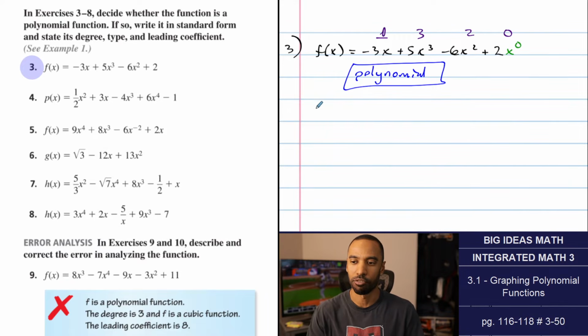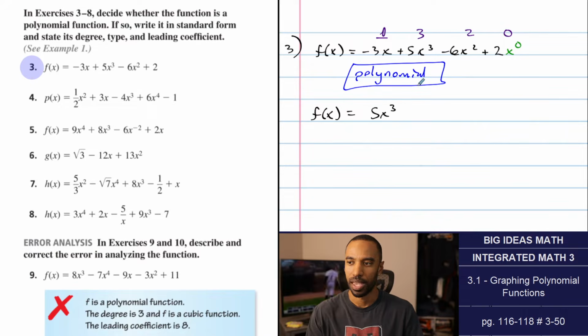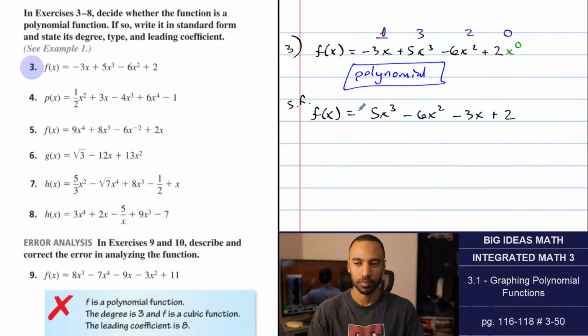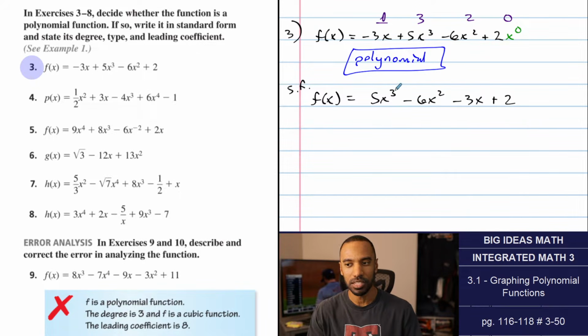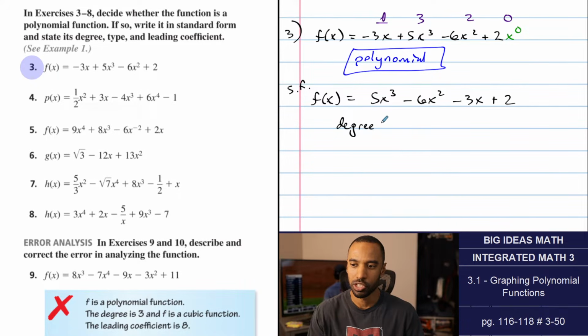In writing in standard form, the degree 3 term is going to be first, and then the degree 2 term, and then the degree 1 term, and then the degree 0 term, like so. So there's standard form. State its degree, type, and leading coefficient. All of these things are now based off the leading term in standard form. That's why we also wanted to write in standard form. So the degree is 3.